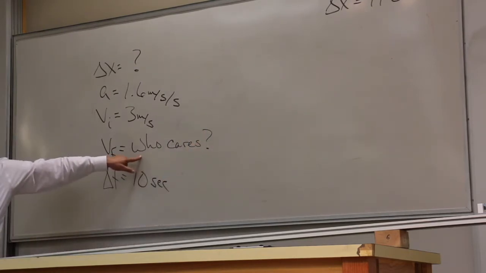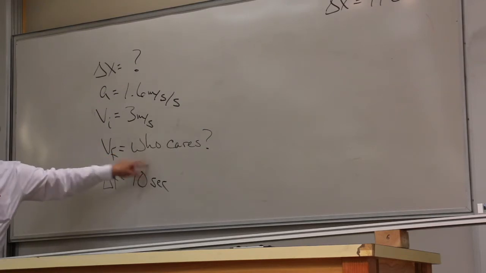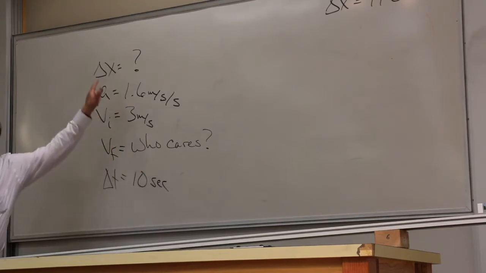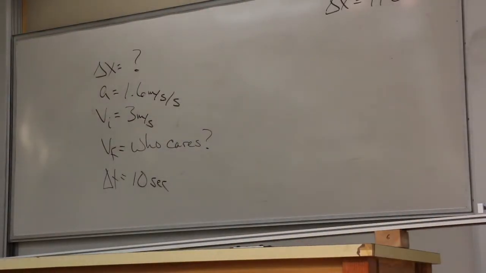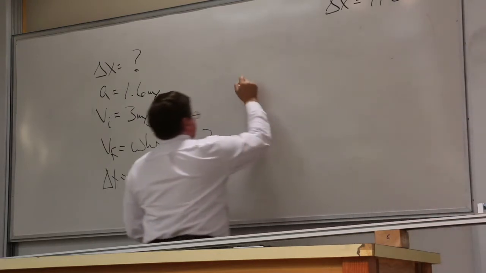I'm still not thinking. That is the key to solving the problem without your brain. The variable that you don't care about, that you don't want to know and you don't know, is the one that tells you which equation you should use. If I don't want to know V final and I don't know V final, I better use the equation that doesn't have V final in it. And there it is. You see, that one's got it, that one's got it, that one's got it, this one doesn't. So I use that third equation without thinking.